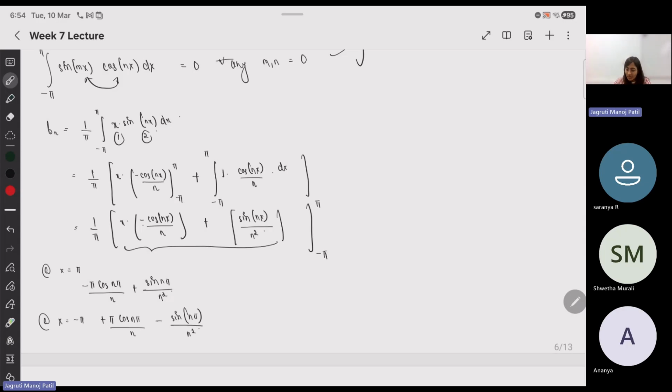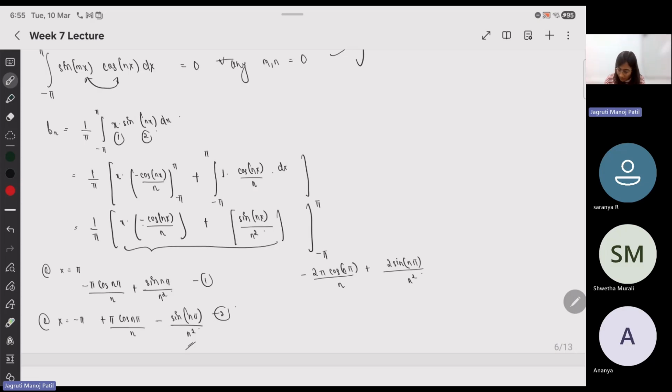Now you want to take the difference between both of them. So if we subtract the second term from the first, what do you get? This would be negative 2 times pi cos of n pi by n, and for the second one, when you subtract, the sign becomes positive, so this is 2 sine n pi by n square.